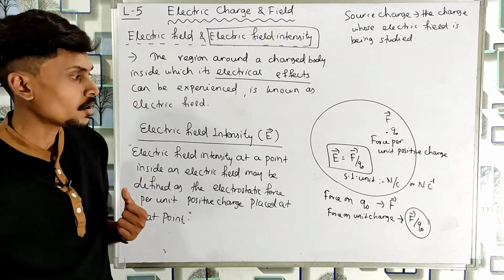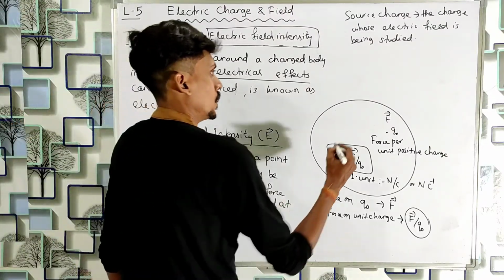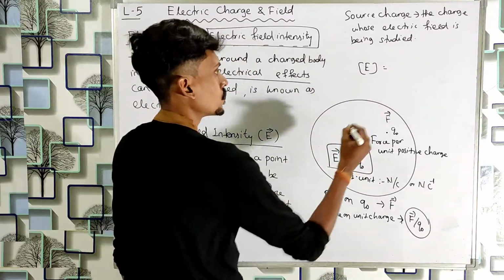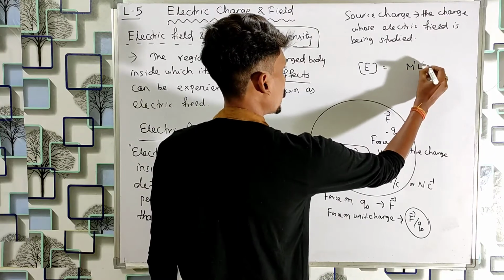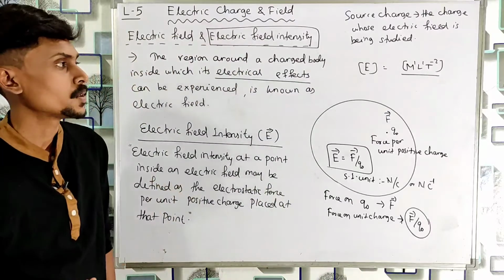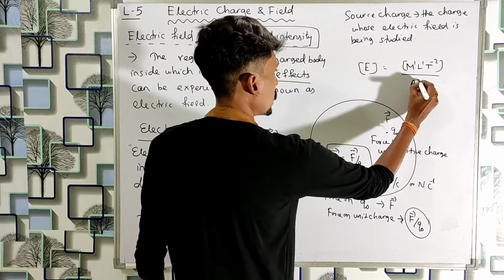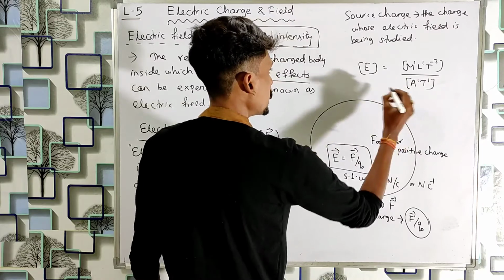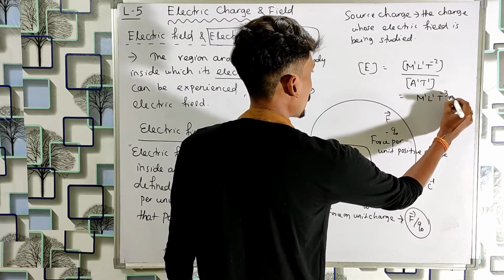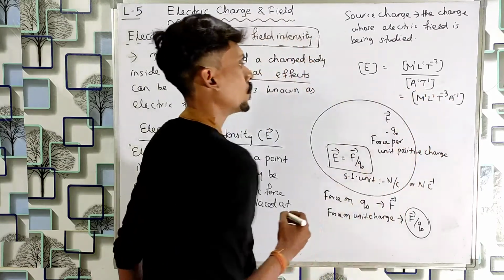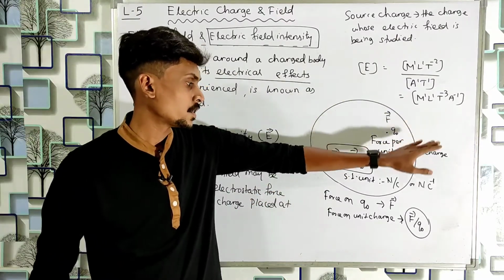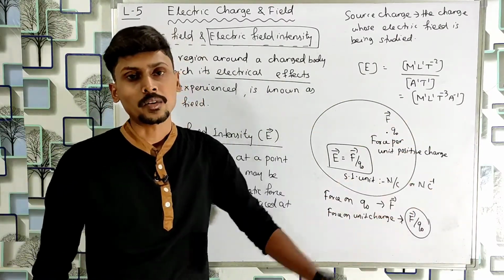And what is the dimension of electric field? The dimension of electric field is force by charge. Force is M¹ L¹ T⁻², and charge means current into time, so that will be A¹ into T¹. So the dimension of electric field will be M¹ L¹ T⁻³ A⁻¹. This is the dimension of electric field, and this is the SI unit of electric field.